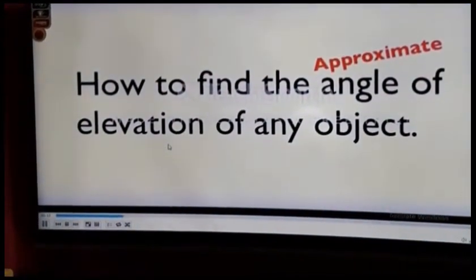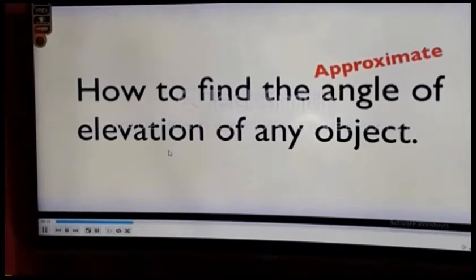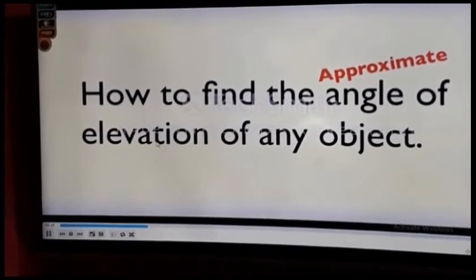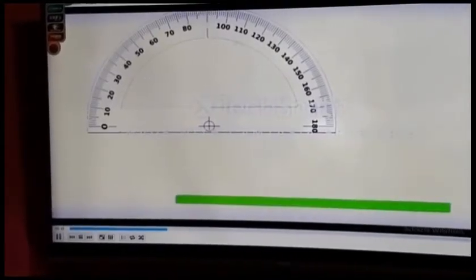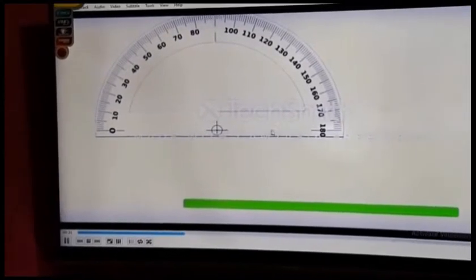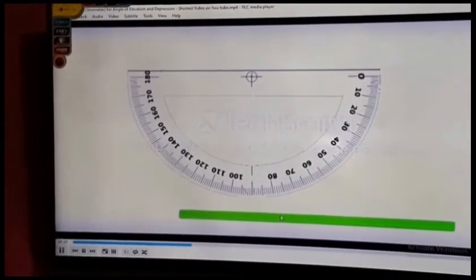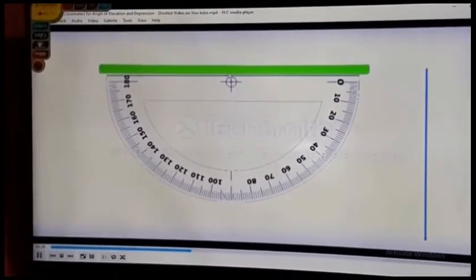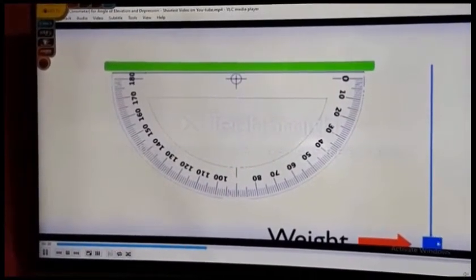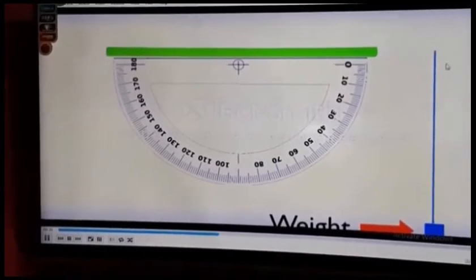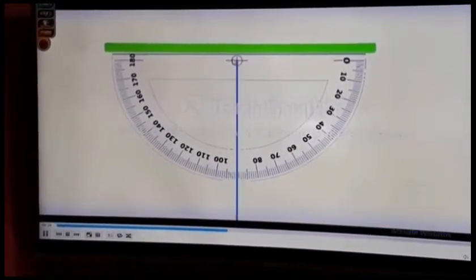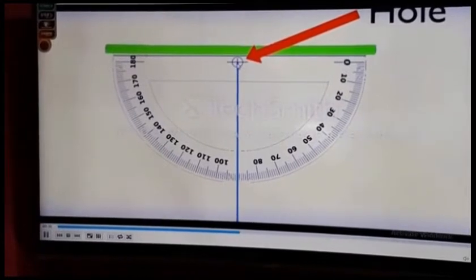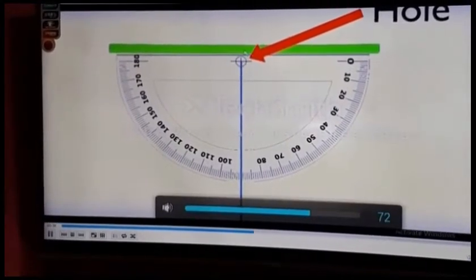How to find the angle of elevation of any object? Right now we are going to find the angle of elevation of the top of the building. This is a geometrical instrument, T here. Put it in this position, and this is a straw here. Put the straw at the top of this. And this is a blue color wire, and attach a weight to it, and then bring this wire and put this wire into the hole of this T. The angle is 90 degree right now here.